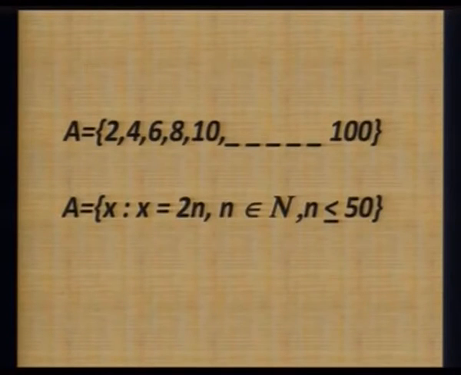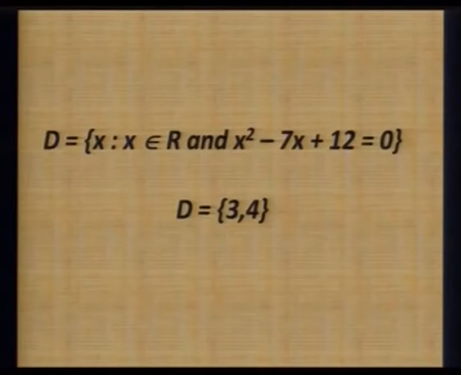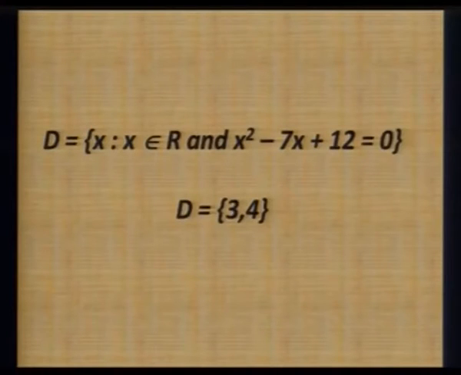Or in another way, if a set is given to us in set builder form and I have to write it down in roster form. See, set D is defined as {x : x belongs to R, and x square minus 7x plus 12 is equal to 0}. If I solve this quadratic equation, x square minus 7x plus 12, I get the values of x as 3 and 4. So the elements I find in set D are 3 and 4.